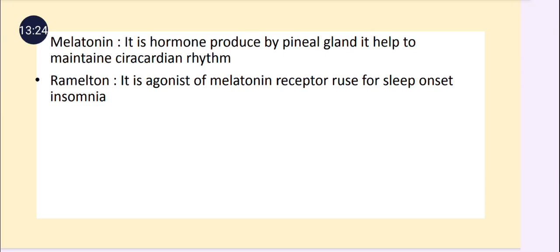Melatonin receptor agonist, that is Ramelteon, it is also used in sleep onset insomnia. Sleep onset insomnia means some people go to sleep but they do not fall asleep quickly. That means during the onset of the sleep there is a problem, that is sleep onset insomnia.